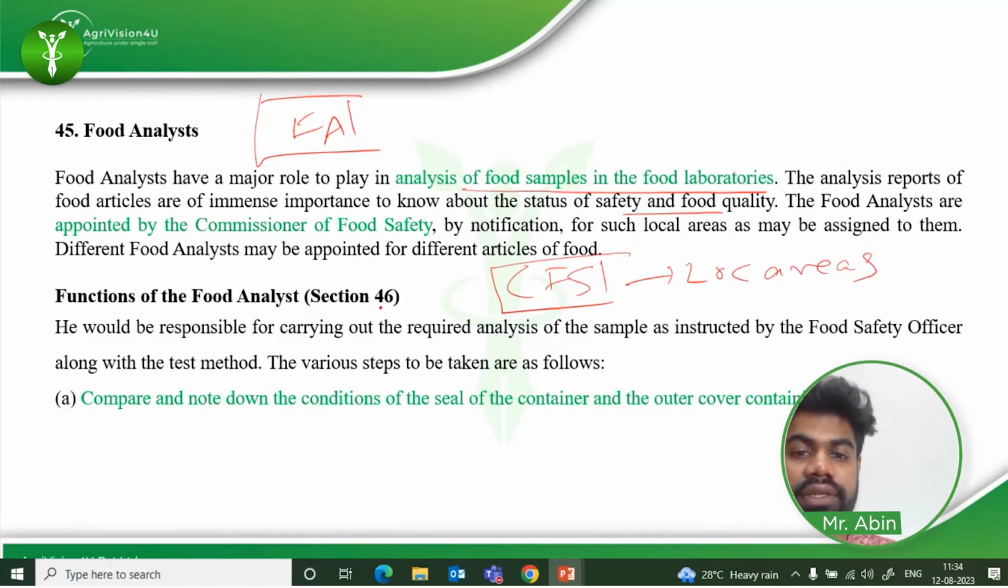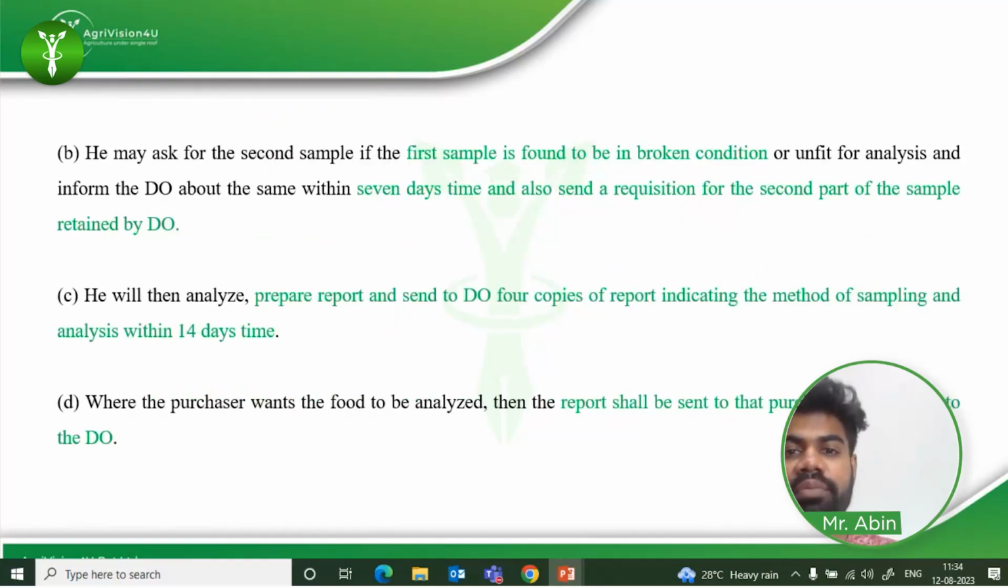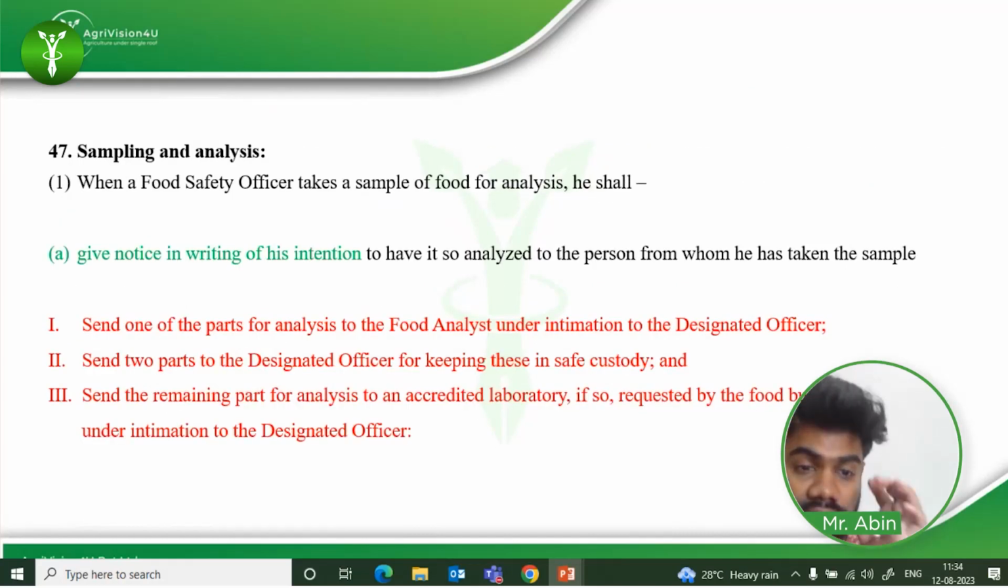What is the function of a food analyst? It is given under Section 46. If there are samples coming from the food safety officer, he will be comparing and noting down the conditions of the seal of the container and outer cover containing the sample. Whenever a sample is coming, he will see how it is properly sealed and note it down. He may ask for a second sample. I'll tell you how the procedure is. First, I'll tell what the sampling process is, then I'll show the duty of the food analyst. Then you will get it very clearly.